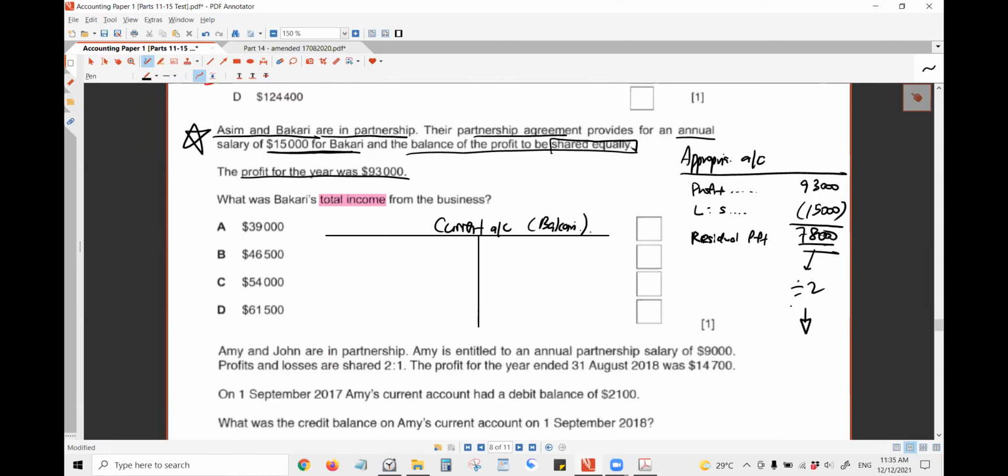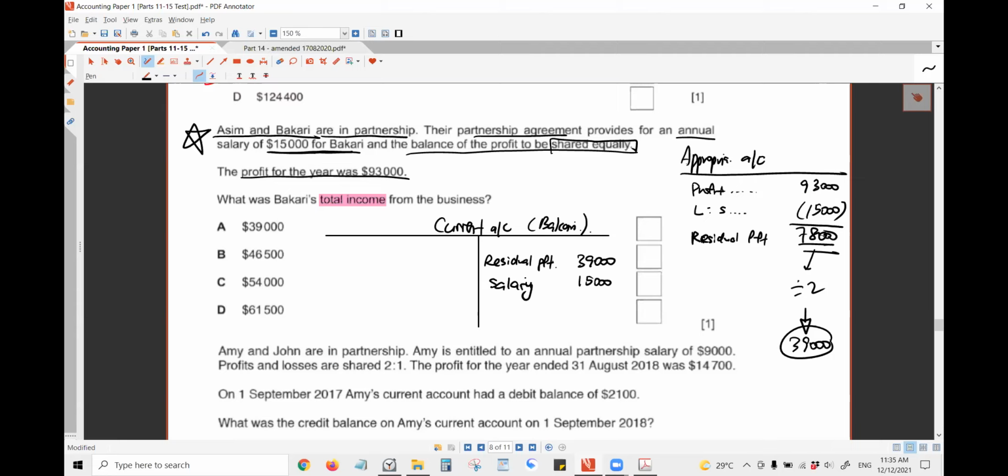How much does each of them get? 39,000. So in the current account, 39,000 will appear here. That's Bakari's share of the residual profit. Then you have to have 15,000 here, salary for Bakari.